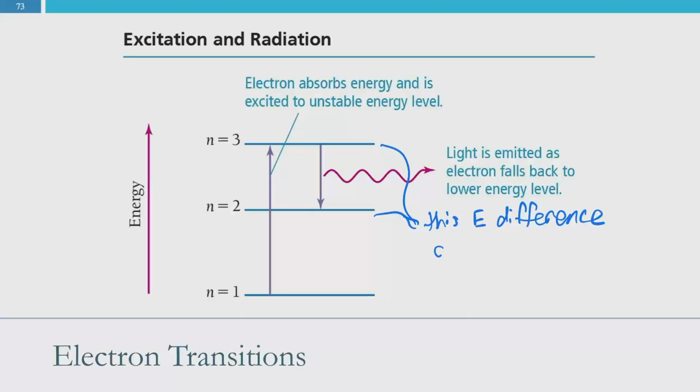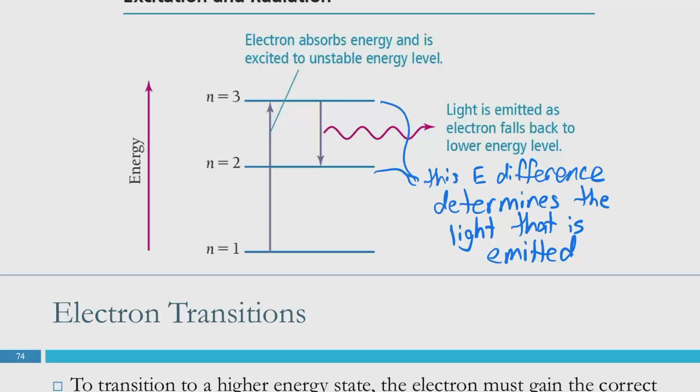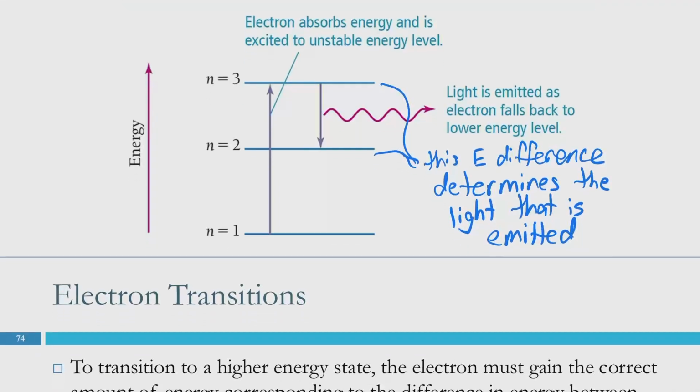So this energy difference determines the color or wavelength that is emitted. If we had a bigger jump, a bigger drop, then we would have a higher energy photon emitted. If we had a shorter change in energy, like if instead of from 3 to 2, it was from 4 to 3, that would be a shorter jump. So then it would be more towards the red side of visible light.